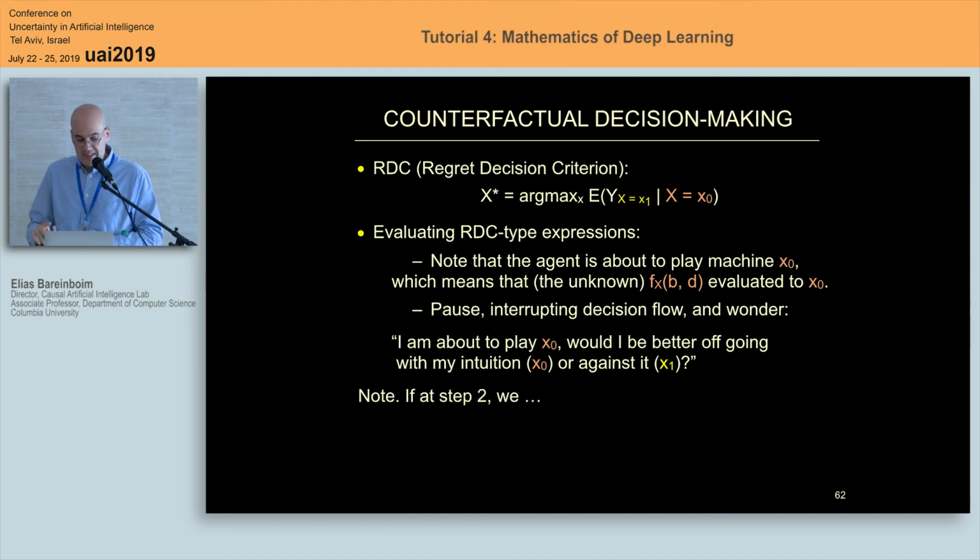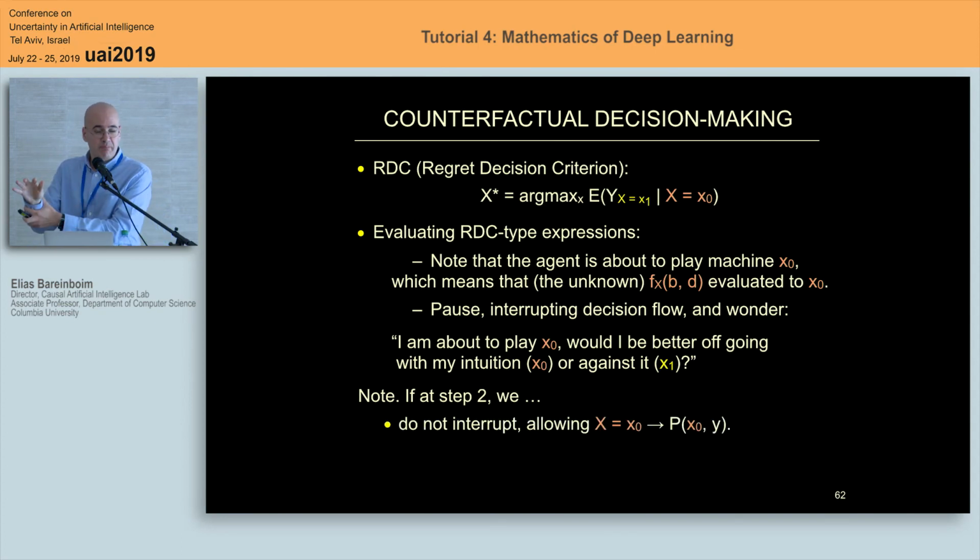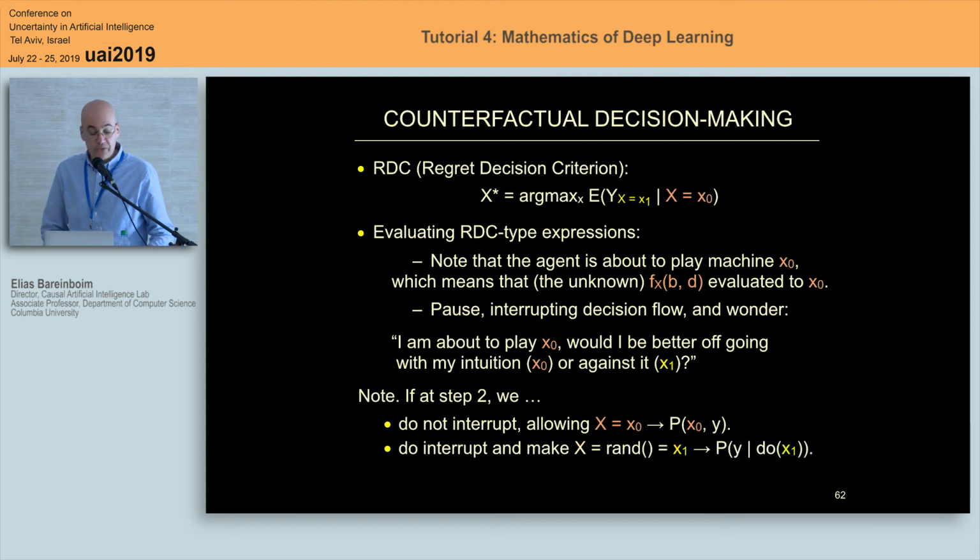Note that if in this step 2, that is the pause, interrupt the flow, you do not interrupt, you don't pass that through your mind, and you just move on and play X0, this will give the data from the random sampling. This is the P of X, Y that we are getting. Random sampling. If you do interrupt and flip the coin, as did the inspector, x is equal to rand, and we ended up getting x1, this is the meaning of y given do x1.